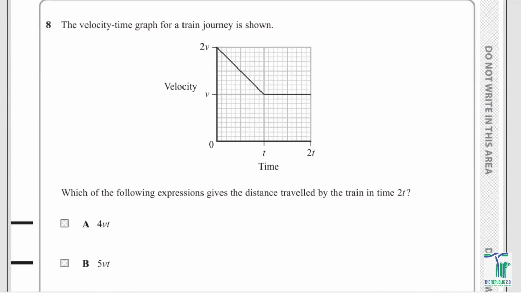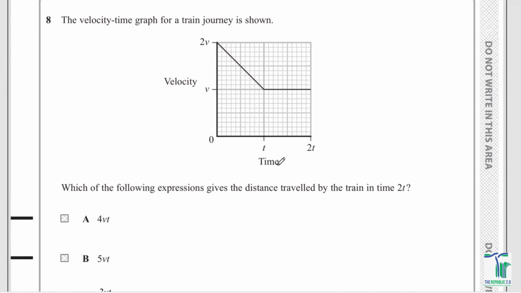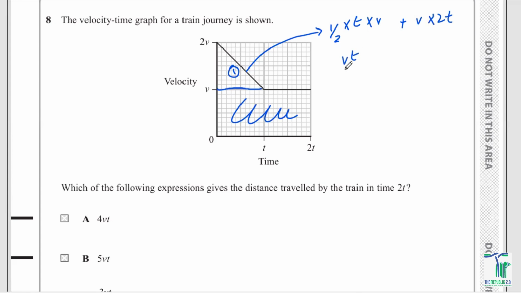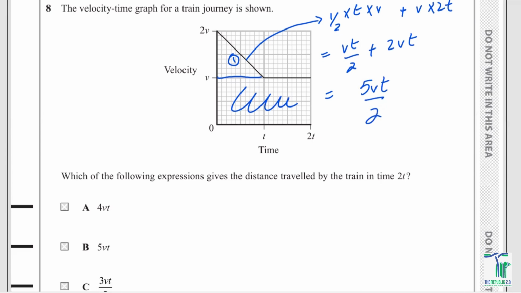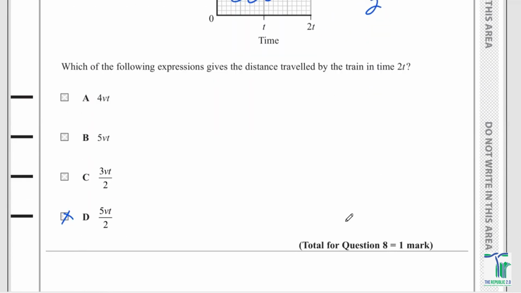Now, the velocity time graph is given, and which of the following gives the distance traveled by the train in the time t. So you can just split this shape up. So you've got this one triangle and then this one rectangle. So the area of this triangle has to be 1 by 2 times t times v, plus we've got a rectangle down there, and that is going to be v times 2t. So we would just be having vt divided by 2 plus 2vt, and upon addition, it is going to give us 5vt divided by 2. So I'm just going to look for that option, and here we go. We have got this one, D, right?